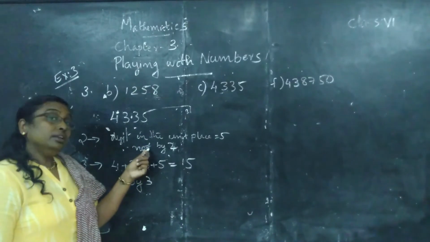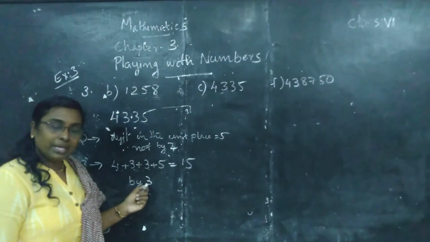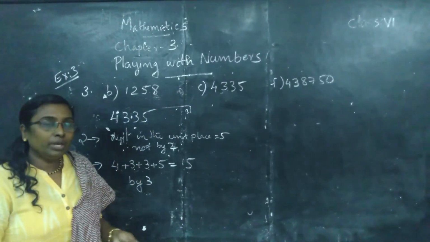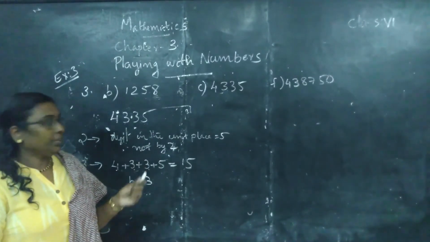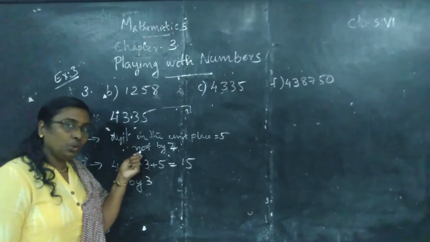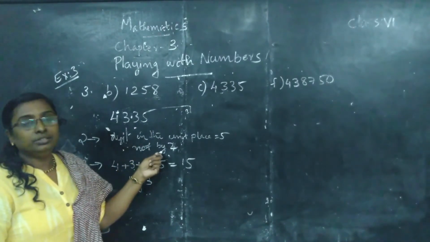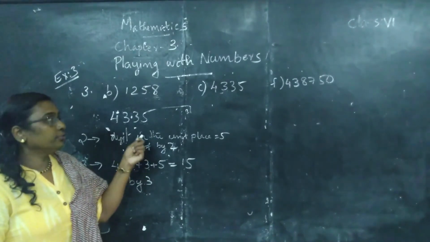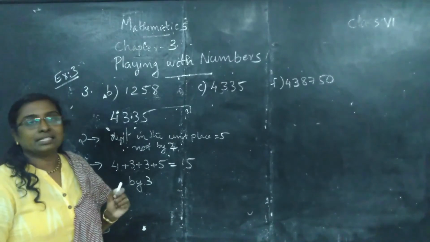4335 is not divisible by 2 and divisible by 3. Therefore, the given number is divisible or not divisible by 6? Not divisible by 6. If it is divisible by 2 also, it is divisible by 6. Here, it is not divisible by 2. But divisible by 3, but not divisible by 2. Therefore, this given number is not divisible by 6.